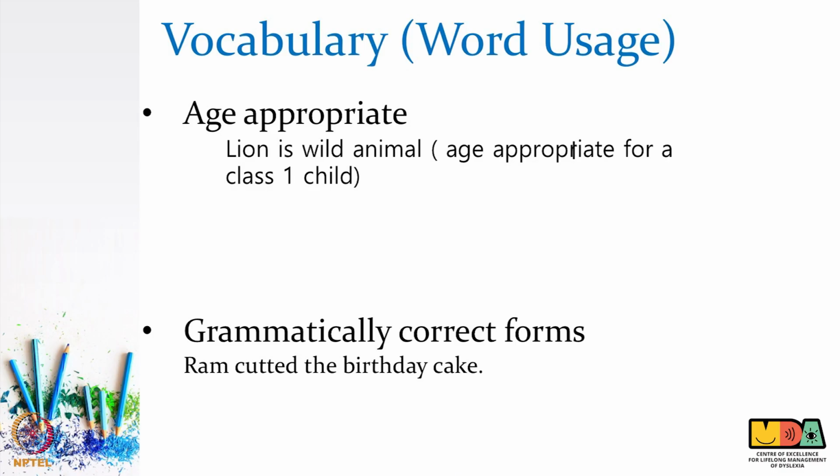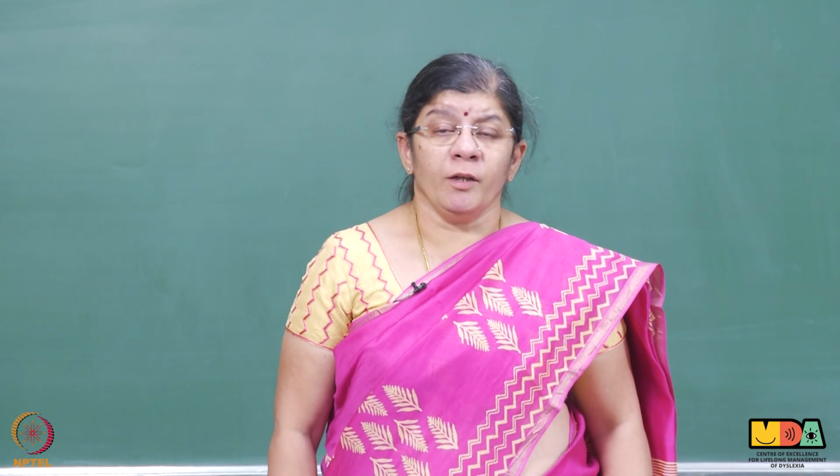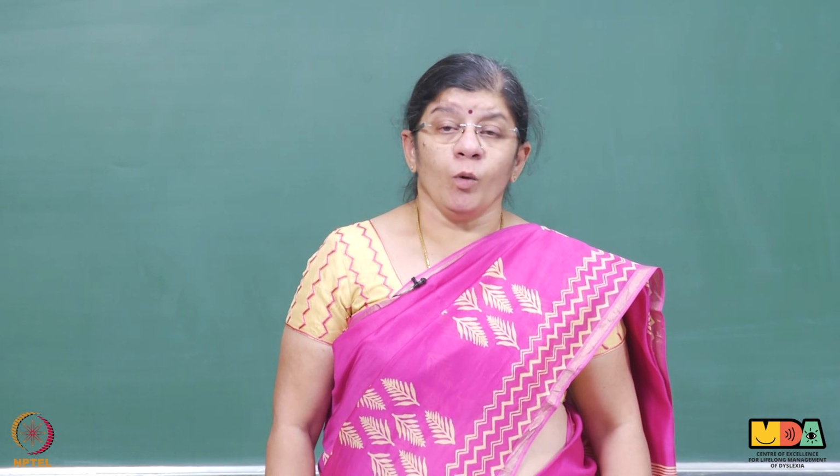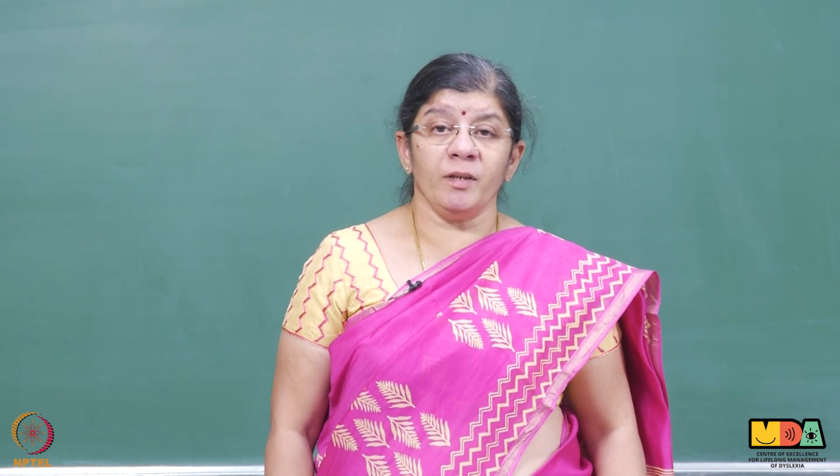Lion is a wild animal. This sentence is age appropriate and class appropriate for a class 1 child, whereas if the same sentence has to be written by a class 5 child, the sentence has to be: lion is a carnivorous animal. To help a child to improve vocabulary, please refer to the earlier modules done where enhancement techniques have been discussed.